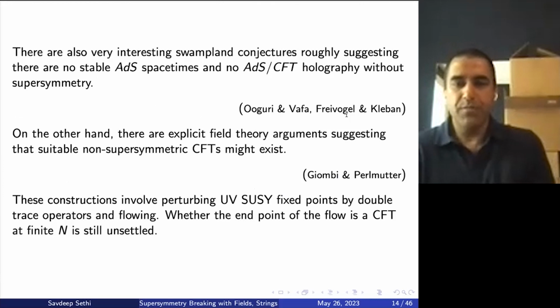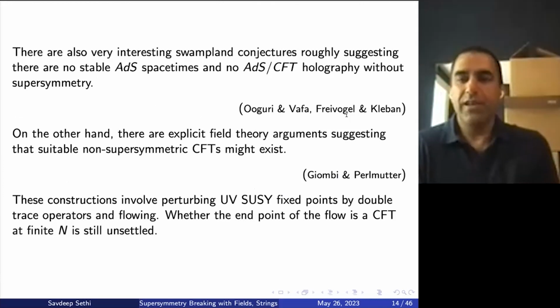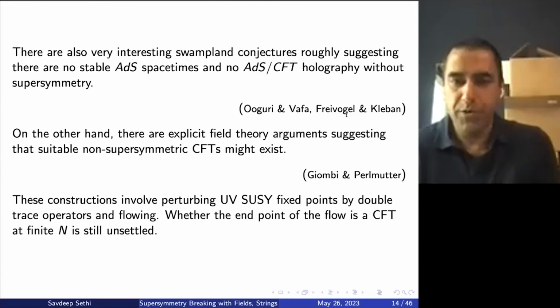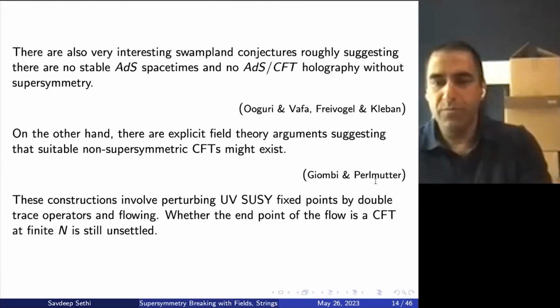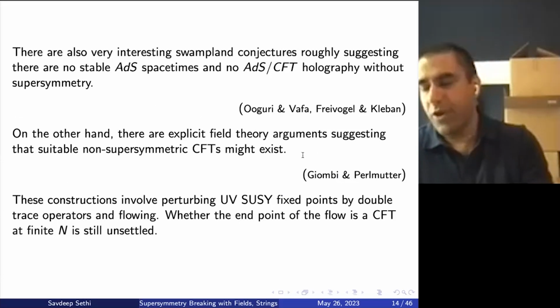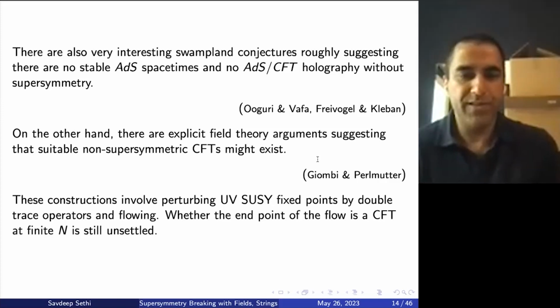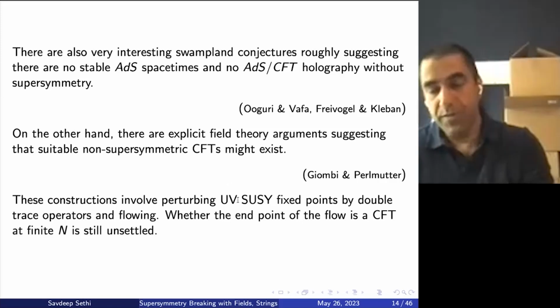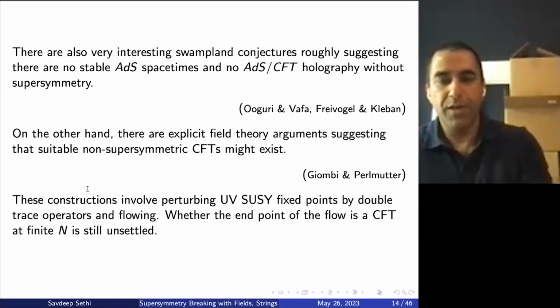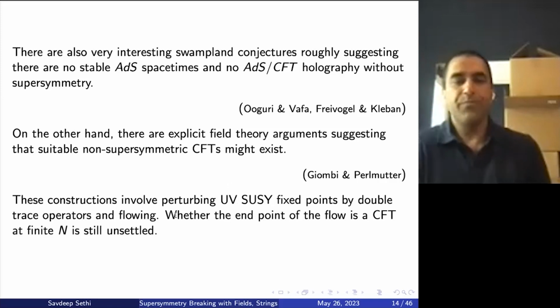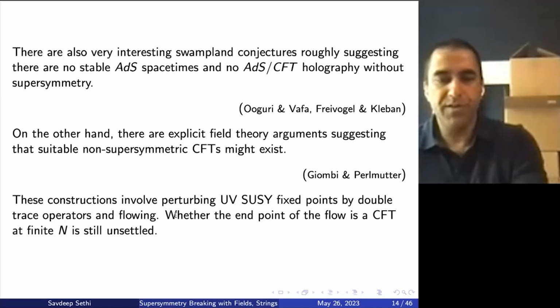On the other hand, there are some explicit field theory constructions that at least suggest that suitable non-supersymmetric CFTs might exist. I think the most prominent one is by Giombi and Perlmutter. And that argument shows basically that at infinite N such a CFT exists, but not that at finite N it necessarily exists. So there's something to be understood. These constructions typically involve starting with a supersymmetric theory in the ultraviolet and perturbing it by some double trace operator, and then trying to understand the resulting infrared theory to see whether or not it's a CFT. But the question is still, I would say, unsettled at the moment for finite N.